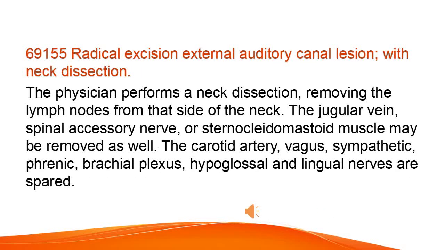Radical excision external auditory canal lesion, with neck dissection. The physician performs a neck dissection, removing the lymph nodes from that side of the neck. The jugular vein, spinal accessory nerve, or sternocleidomastoid muscle may be removed as well. The carotid artery, vagus, sympathetic, phrenic, brachial plexus, hypoglossal and lingual nerves are spared.